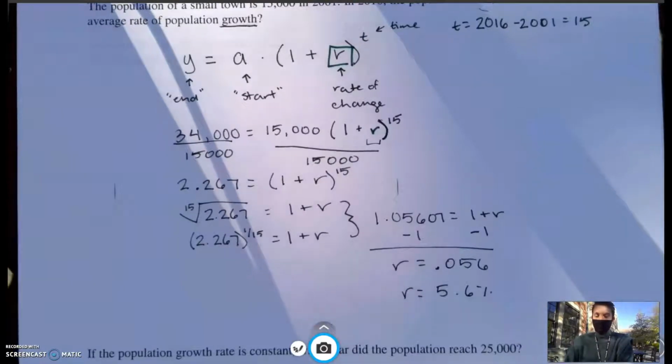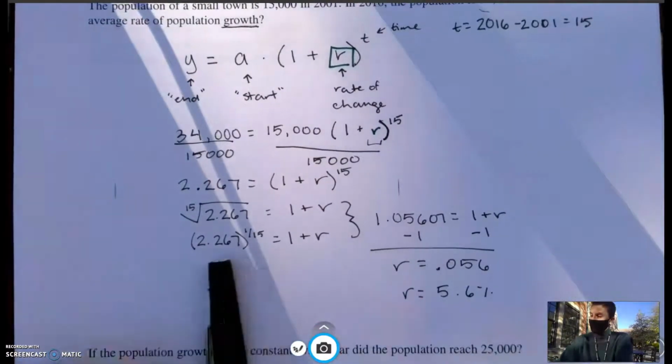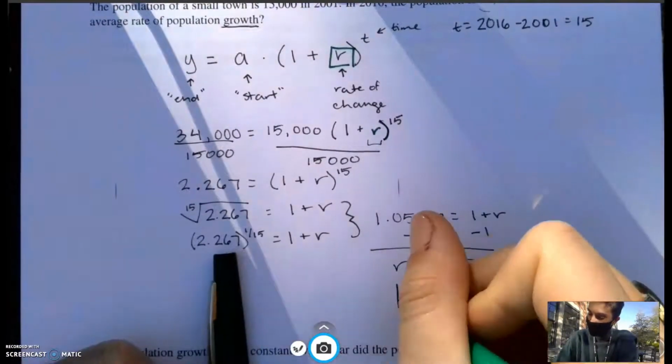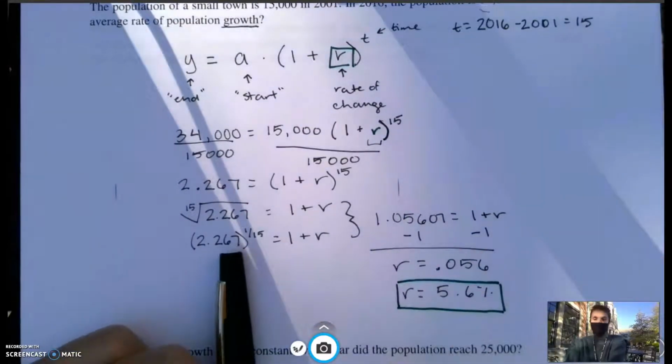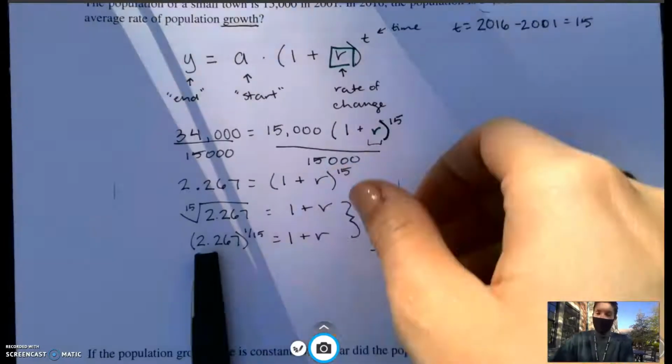So, oops, missed that last one. So this is our final answer, right? Now we have R. We did that without using the solve function, so we actually solved that ourselves. And again, we can check on our calculator, right?